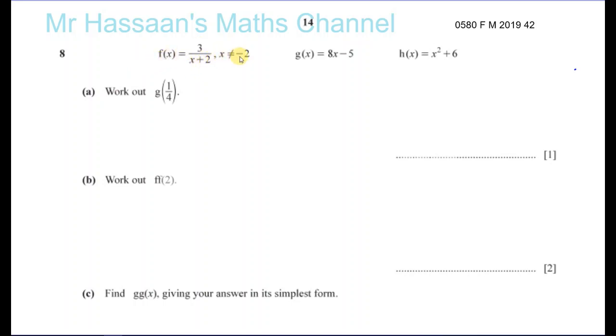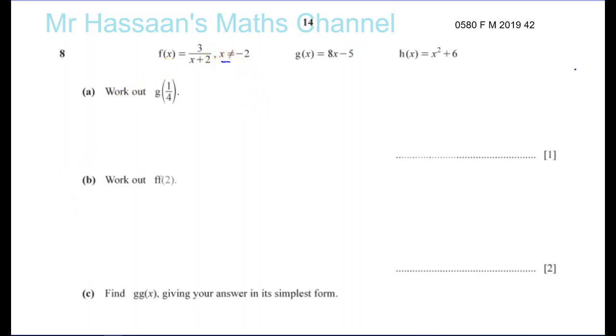Here it says x cannot equal minus 2. I'll explain that in a minute. g of x equals 8x minus 5, and h of x equals x squared plus 6. We have three different functions, and all the questions that follow will be about these functions.